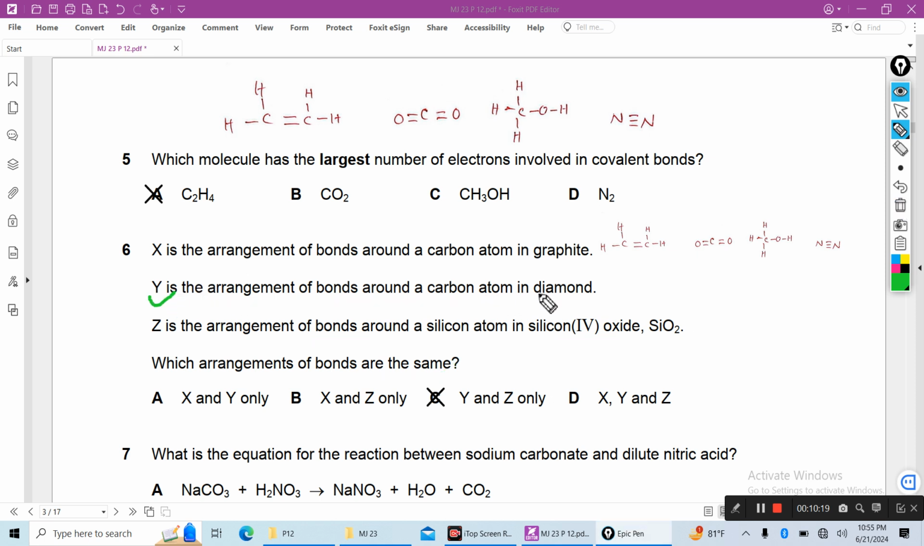Whose arrangements of bonds are the same? Y, diamond, is tetrahedral, and Z, silicon dioxide, is also tetrahedral. So C is the right answer, Y and Z. X is the arrangement of bonds around the carbon atom in graphite. This is not tetrahedral, this is a trigonal planar, ring structure. So this is different. Y and Z are the right answer.